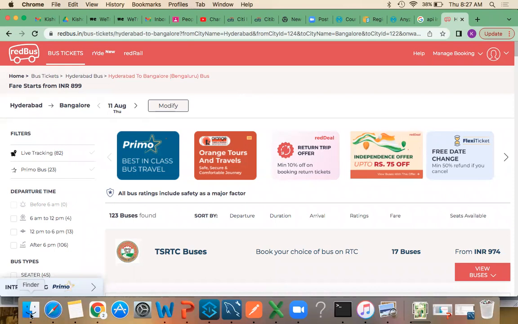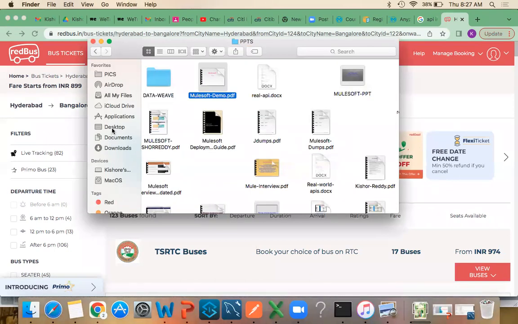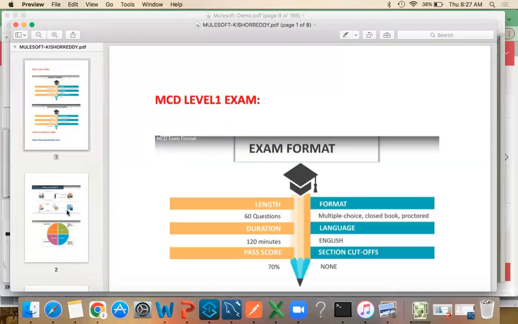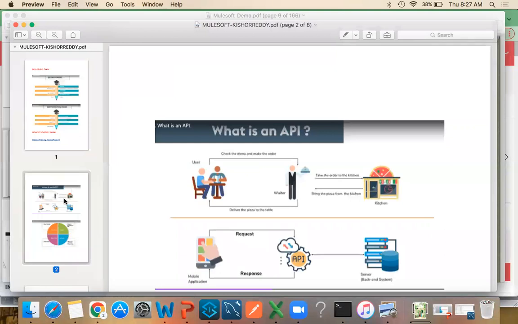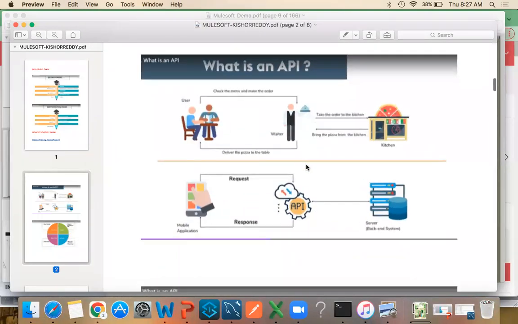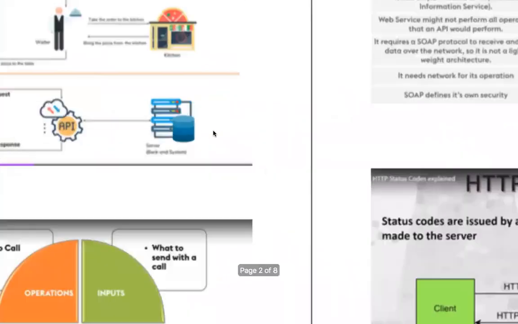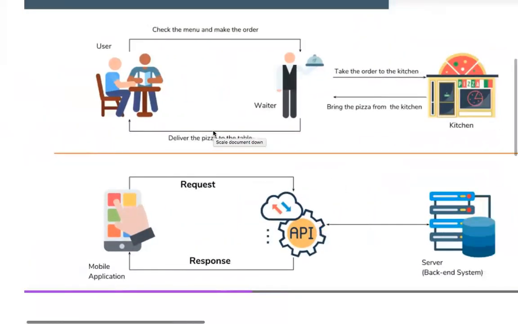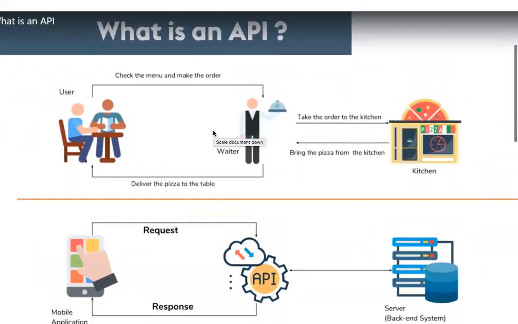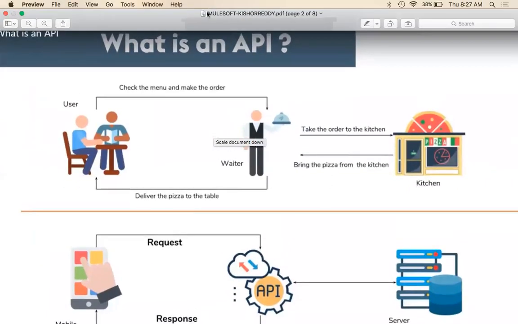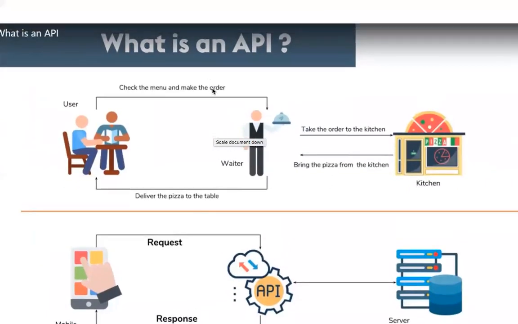Let me give you one real example so that you can understand it easily. Here we will discuss the API. I hope you all have gone to restaurants, right or wrong? Once we reach the restaurant, usually what do we do?